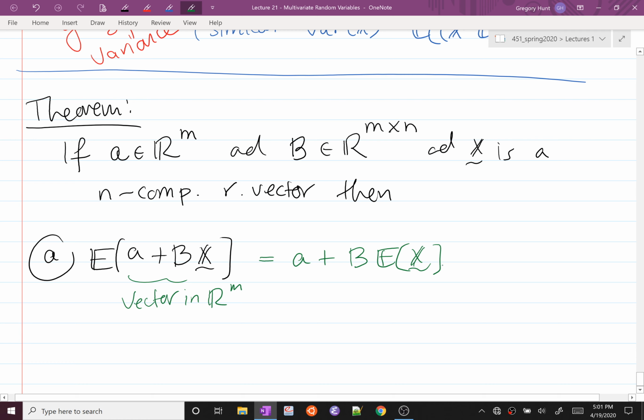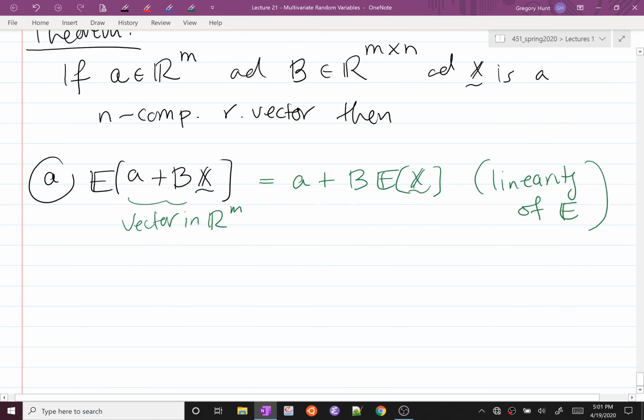And this is not too surprising. This is just basically linearity of expected value. You spend all of linear algebra talking about how matrix multiplication is linear, and so it plays nicely with expected value in a more general sense, because adding a vector or multiplying by a matrix are all linear operations, so they can just be factored out and play nicely with expectation.